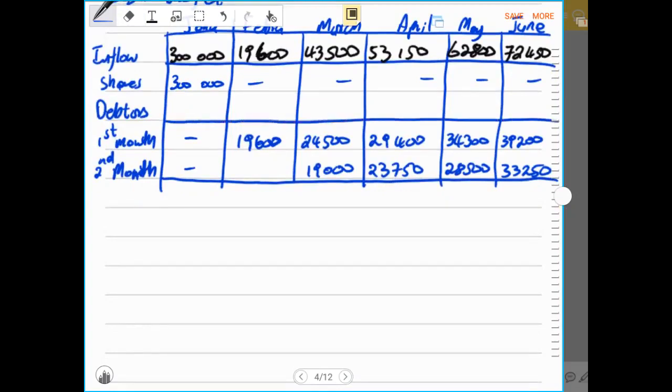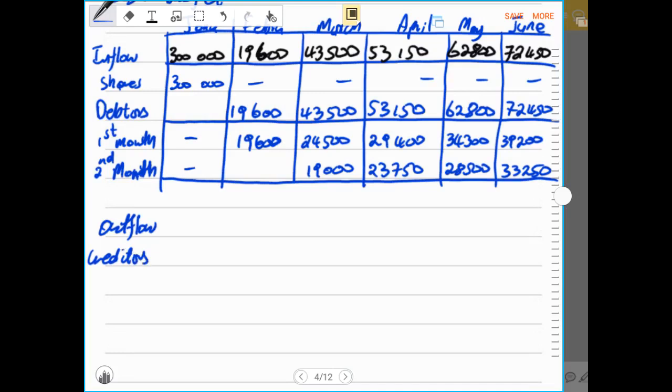So our debtors, we could have also recorded this as 19,600 here, 43,500, 53,150, 62,800 and 72,450. That is the debtors collection. Then after, we do the outflows of money, the outflow of cash, and our outflow of cash is the payments to our suppliers, where we pay our creditors.